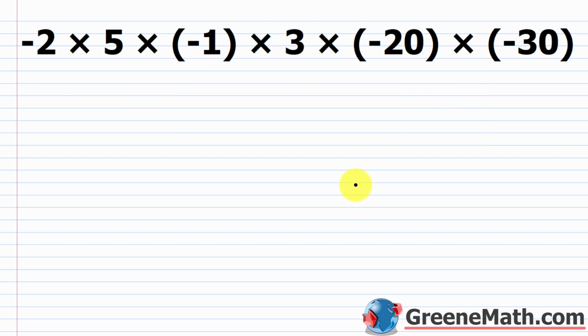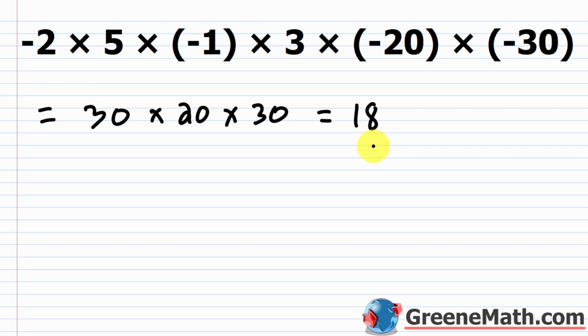So here I can just go through and multiply the absolute values. So 2 times 5 is 10. And then times 1 would still be 10. And then times 3 would be 30. Let me stop and write this out. So I have 30. And then forget about the signs here. We already know it's positive. Times 20 and then times 30. Okay. Well, what I can do is use my trick for trailing zeros. 3 times 2 times 3. 3 times 2 is 6. 6 times 3 is 18. So this is 18. And then I have 1, 2, 3 zeros that I'm going to attach to the end. So the final answer here would be positive 18,000.